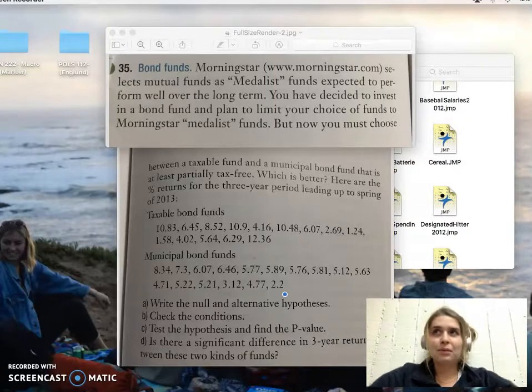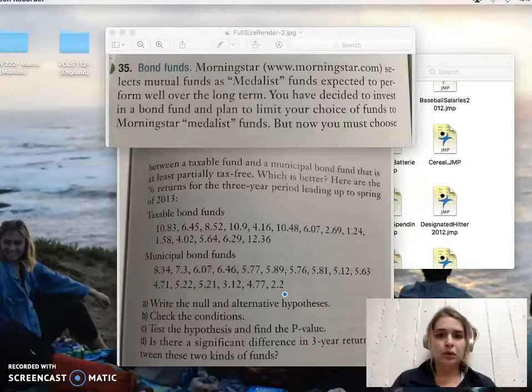I'm doing problem number 35 in chapter 13, bond funds. Morningstar selects mutual funds as medalist funds expected to perform well over the long term. You've decided to invest in a bond fund and plan to limit your choice of funds to Morningstar medalist funds. But now you must choose between a taxable fund and a municipal bond fund that is at least partially tax-free. Which is better? Here are the percent returns for the 3-year period leading up to the spring of 2013.